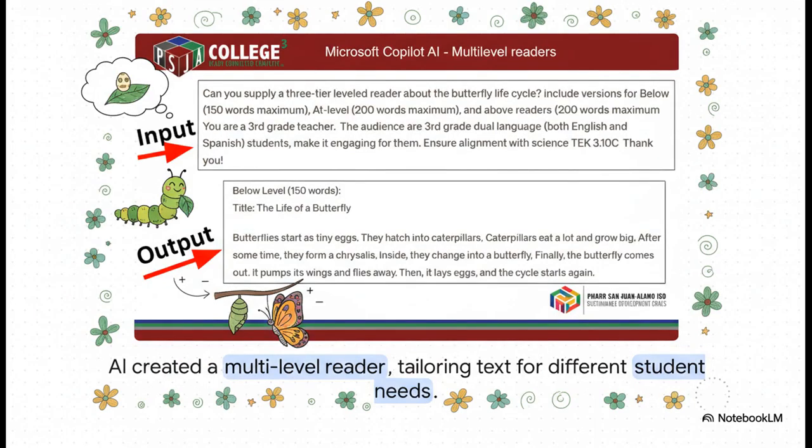Just look at this. A teacher wanted a multi-level reader about the butterfly life cycle for their 3rd grade class. In seconds, the AI spit out 3 different versions of the same text. One for students below grade level, one for students at grade level, and one for students who needed a challenge. Can you imagine how long that would take to do by hand? This is a total game changer for differentiation.